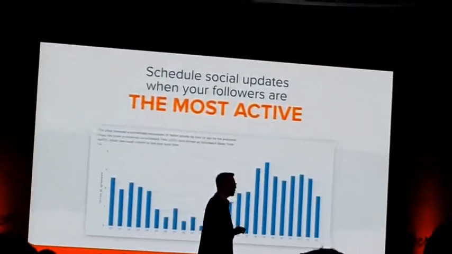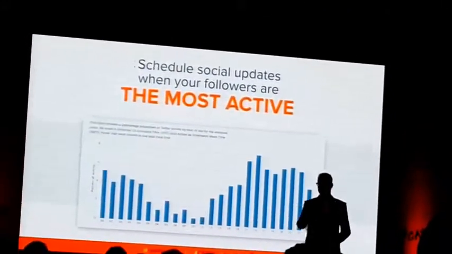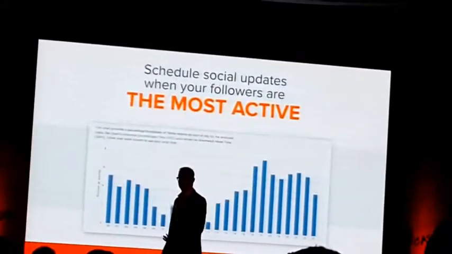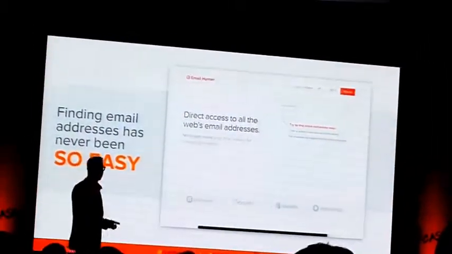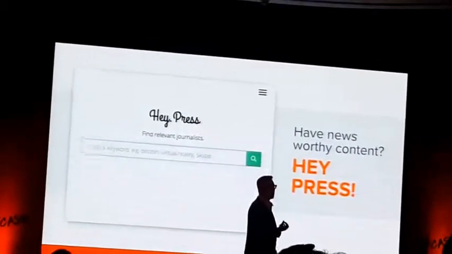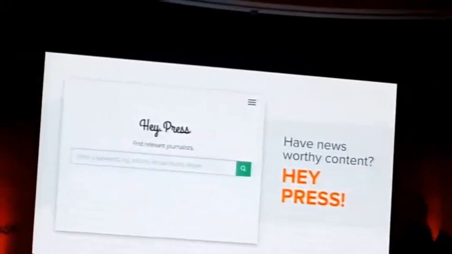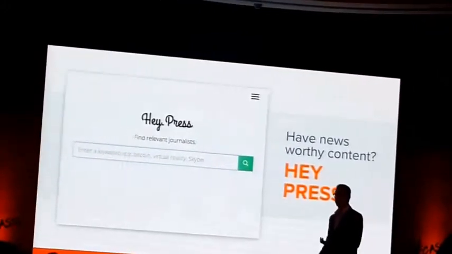The other piece is scheduling your content at the time at which your followers are online. So here's a great tool called Follower, which allows you to see when your Twitter followers are active, so that you can only schedule content then, right, and not waste tweets when they're not active. And one of my last tools and hacks is this great thing called Email Hunter that helps you find email addresses for people that you want to be selling to online. Another great tool if you're looking for generating PR for your business is HeyPress. You can basically put in the content that you're wanting to sell to, and HeyPress will allow you to find journalists that are writing content around that.